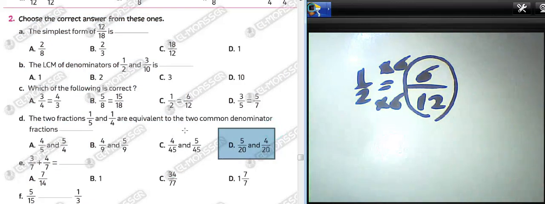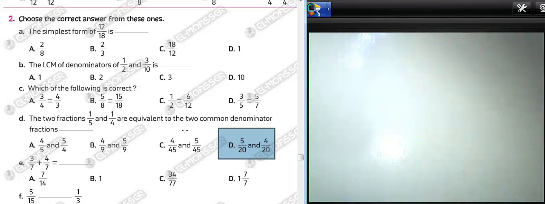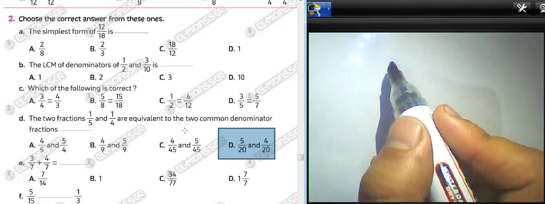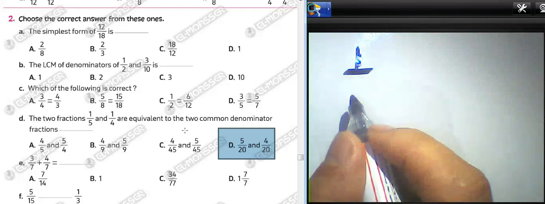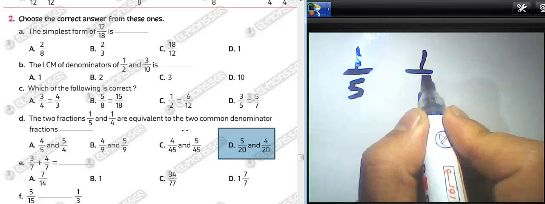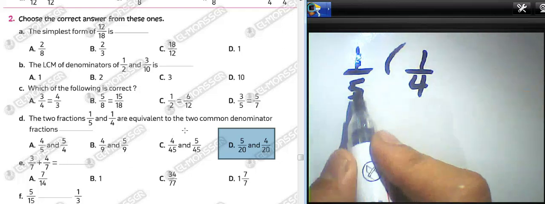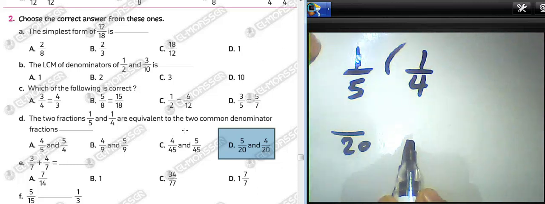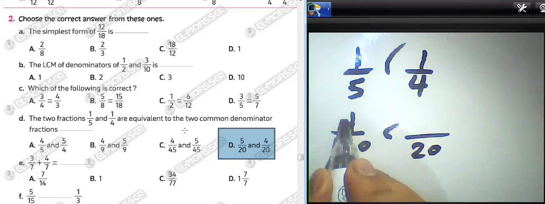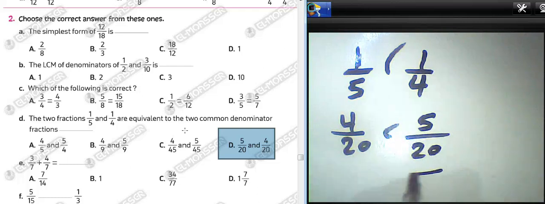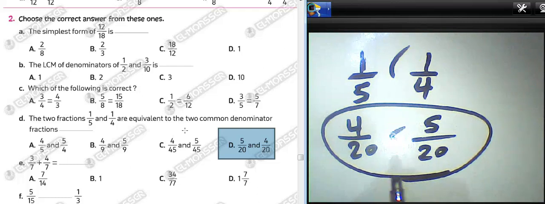Why? Because 1 times 5 equals 5. Okay, I will write it here and convert in this part. Look here, we have 1 over 5 and 1 over 4. We can convert by the least common multiple between 4 and 5, which equals 20. 4 times 1 equals 4 and 5 times 1 equals 5. So we have 5 over 20 and 4 over 20.